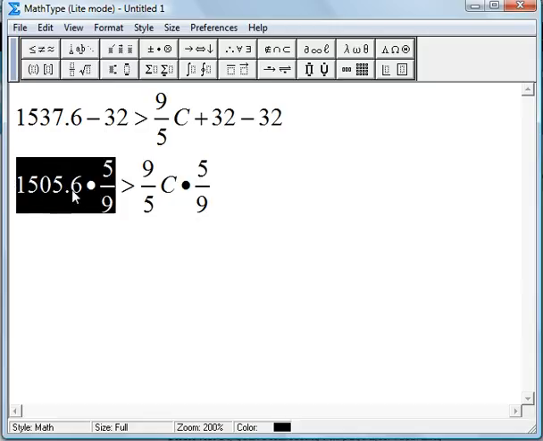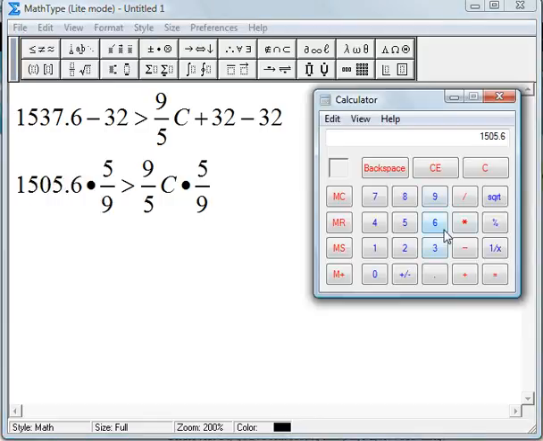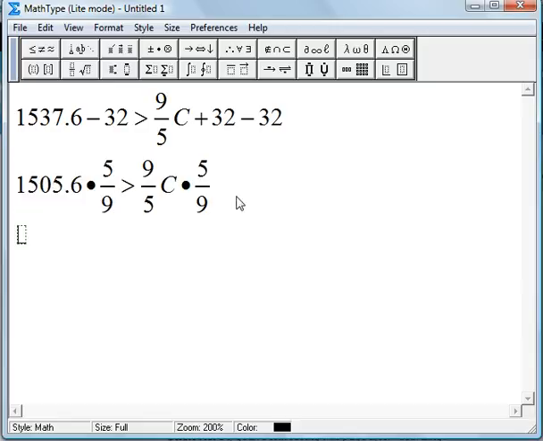Well, you're going to take 1505.6, you're going to multiply by 5, and you're going to keep the denominator 9. So let's do that in the calculator. 1505.6, I'm going to multiply by the numerator, which is 5, and I get 7528. So 7528 is going to be on the numerator, and the denominator is going to be the 9 that I had before. And this is going to be greater than C. Why? Because 9/5, when you multiply by 5 over 9, that's going to be equal to 1. And 1C is the same thing as C.